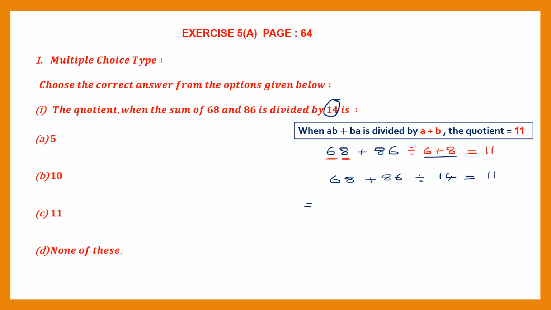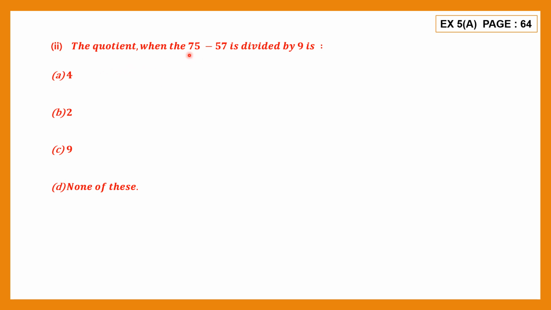So only in this case, you don't even have to add it up. You can quickly tick option C and say the answer is 11 because that's how it is. Now let's add this up and see. When you add up 68 and 86, you will get 154. And when you divide this by 14, you will get 11. So keep this in mind whenever you have a number and you reverse it, and the sum of that is divided by A plus B, where A is the first digit and B is the second digit, your answer is always 11.